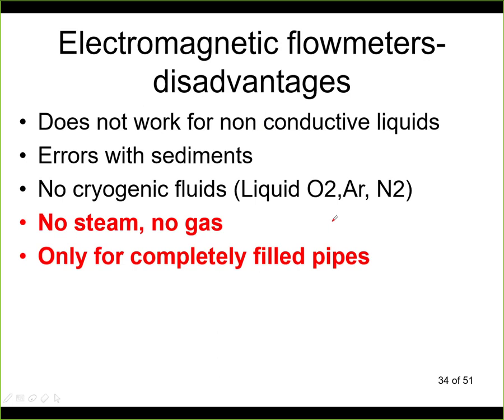Disadvantages: it does not work for non-conductive liquids. So if you have something like an oil that's not conductive, then you cannot measure this with this flow meter. You can have problems with sediments because they will simply change the cross-section that you measure. It's not working with cryogenic fluids because they are not conductive. It's not working for gases and steams. Again, they are not conductive. And it's working only for completely filled pipes because we measure the velocity profile times cross-section.